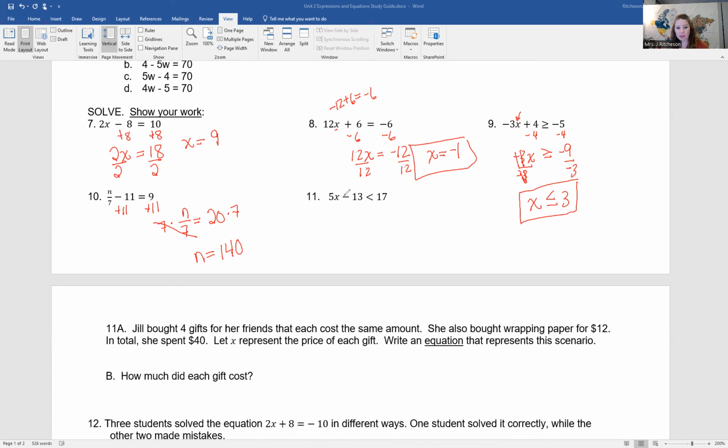Number 11, we're going to get rid of minus 13 by adding 13 to both sides of the inequality. So we have 5x is less than, what would that be, 30. The opposite of times 5, we're dividing by 5. We're not dividing by a negative number, so we bring our inequality down exactly the way it's written, and our answer is x is less than 6.